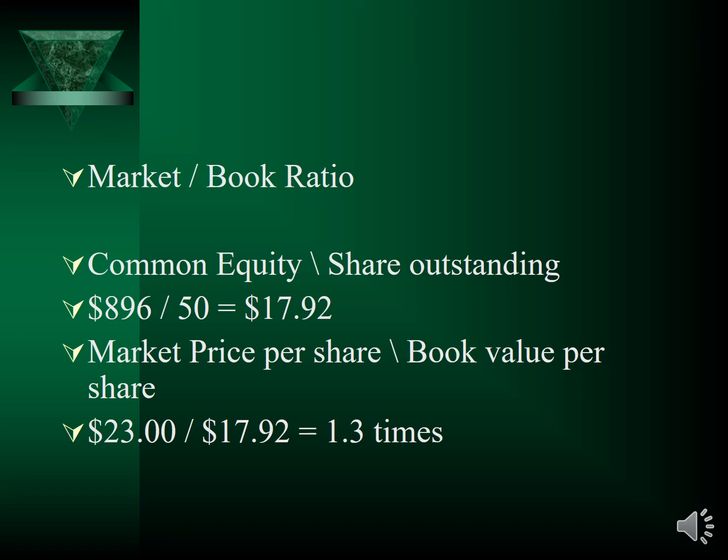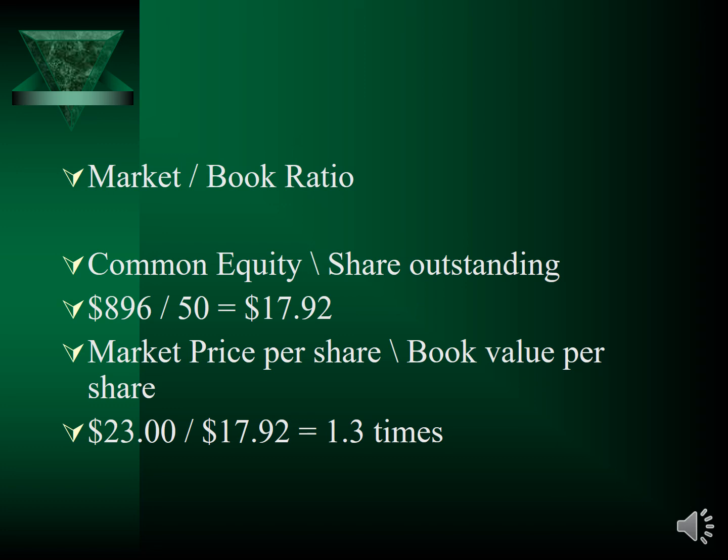So this ratio compares the market price of a stock with the book value of the stock. And how do we calculate the book value of the stock? The formula is there. It's common equity divided by number of shares outstanding. So if the common equity is $896, and if the shares outstanding are 50, the ratio is $17.92, and that is the book value of the stock.